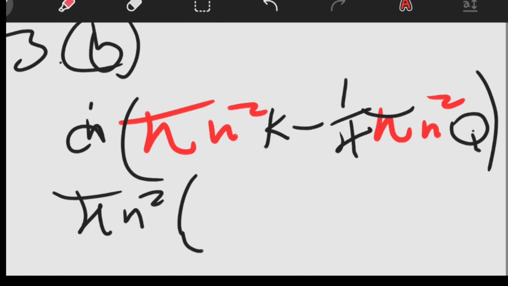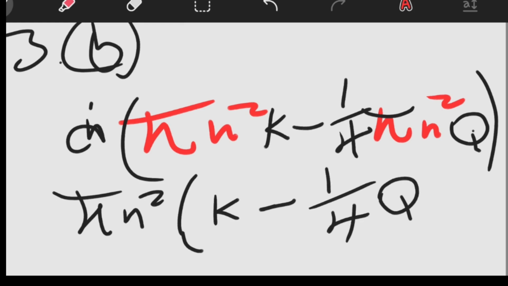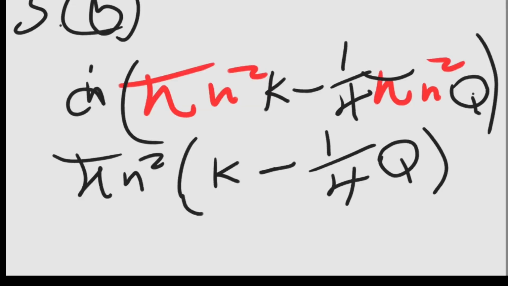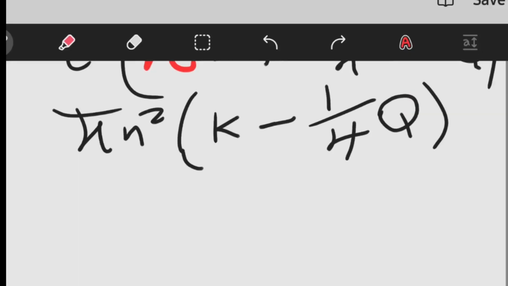If you factorize pi n square outside, it will leave you with k here. So pi n square times k will give you pi n square k, and you bring the operator minus. You are left with 1 over 4 q here. Pi n square times 1 over 4 q will give you 1 over 4 pi n square q. That's part 3(i).